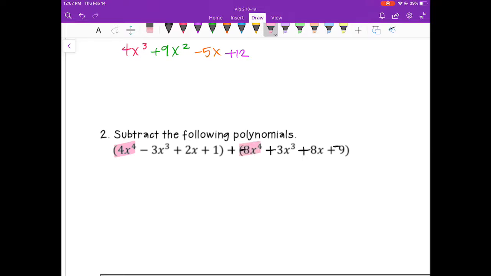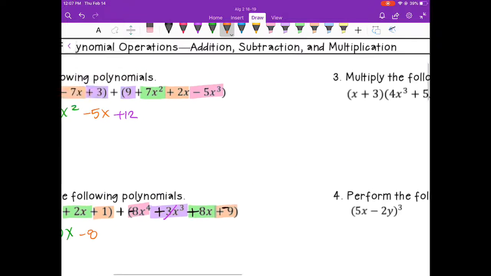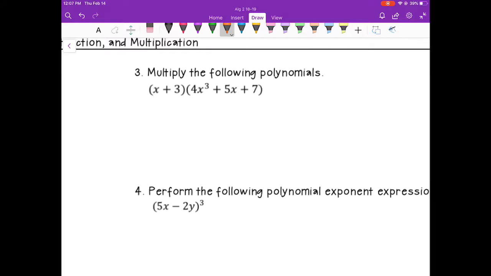4x to the fourth plus negative 8x to the fourth gives us negative 4x to the fourth. We've got negative 3x cubed plus 3x cubed. Those cancel entirely. Then we've got plus 2x plus 8x, we've got 10x, and plus 1 plus a negative 9 minus 8. Final answer. And number 3, multiply our polynomials.